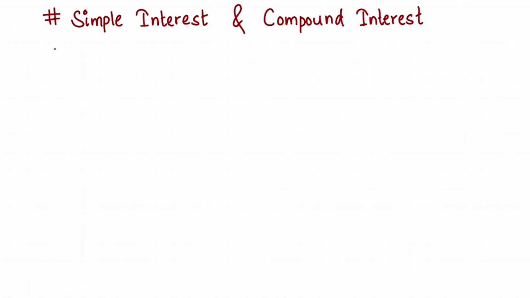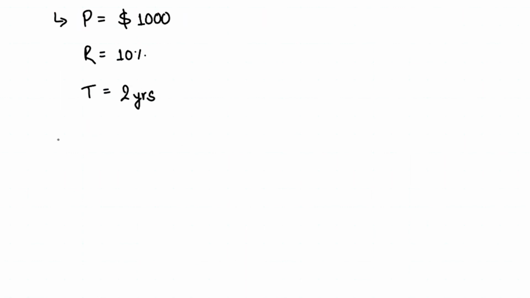So we'll start with a simple example. Let's say you have certain money in your bank, right? You put $1,000 into your bank, which is our principal amount. And then the bank is paying you the rate of, let's say, 10%. And you put this money in the bank for 2 years. Now, how much interest are you going to get at the end of 2 years, right?